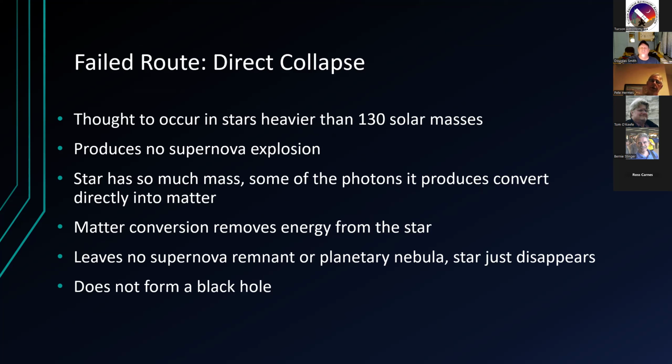What happens is that the star has so much mass that some of the photons that it produces are converted directly into matter. As this happens, this matter takes away energy from the star. It gives it less energy to help resist the force of gravity collapsing the star itself. So this is ejected as solar wind particles in very vast amounts, and at a certain point, the whole star just disappears. It doesn't form a black hole; it just vanishes.